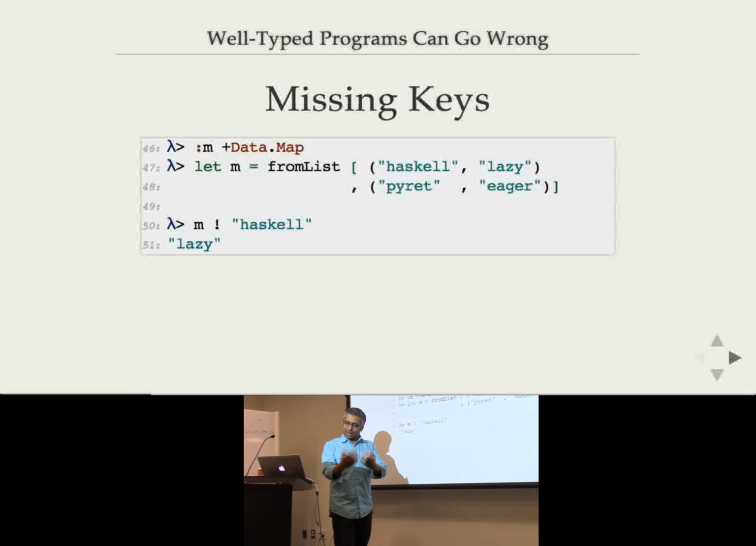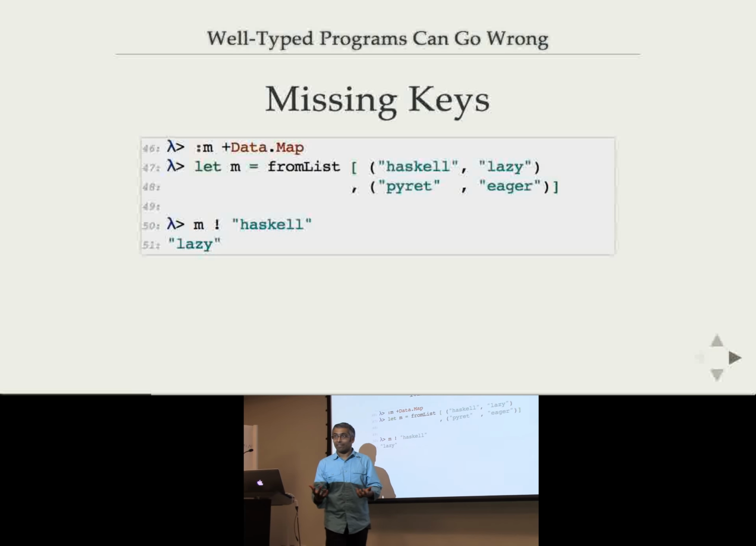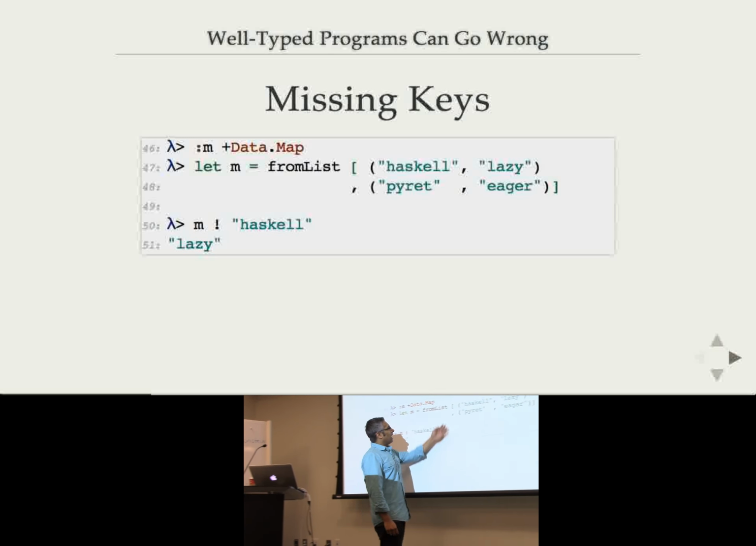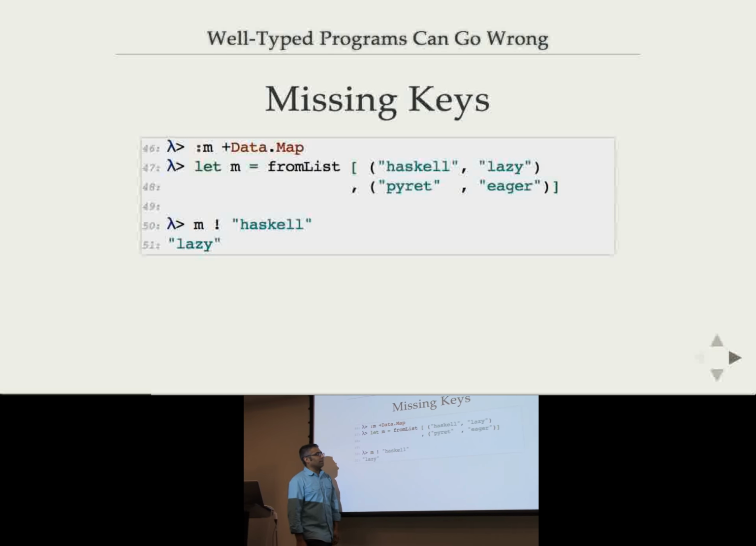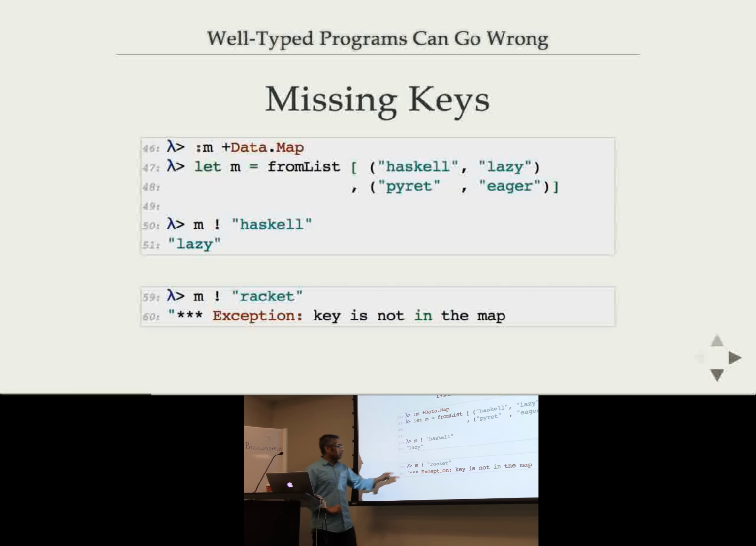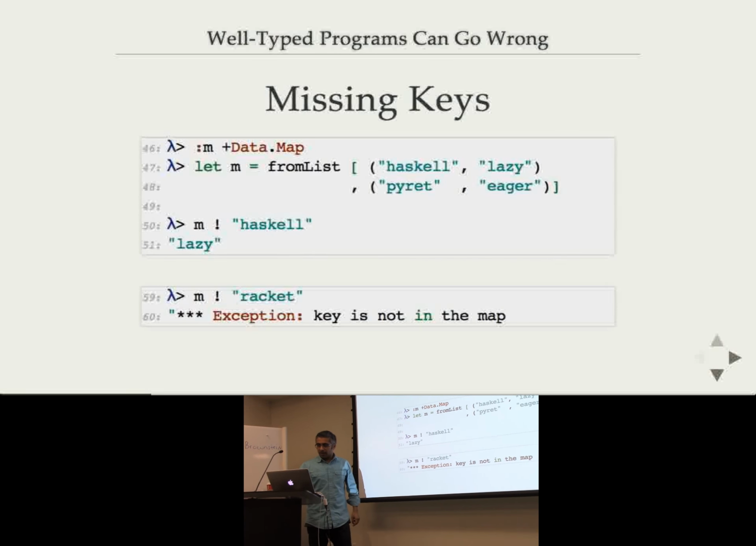But the equivalent then is when I want the value inside the maybe and it's not there. I have a nothing when I really wanted something, right? So here we go. Here's a map. I have two languages inside it, Haskell and Pyret. And if I look up Haskell, life is great. But if I try and look up a third language, Racket, again, I get one of these pesky exceptions, right?